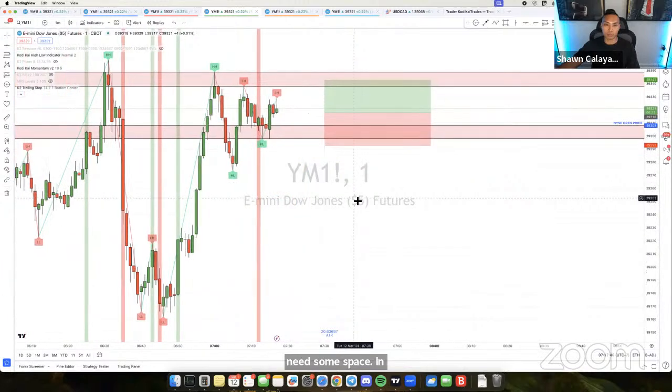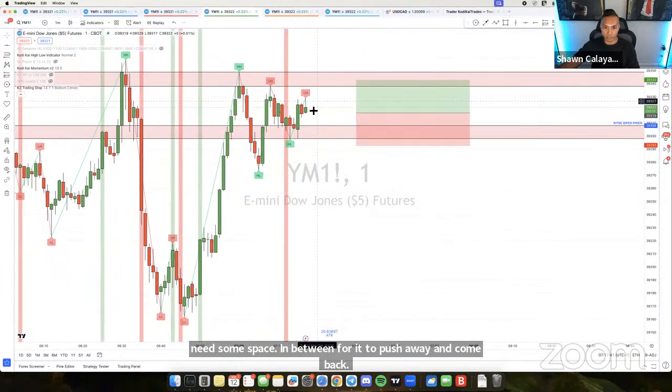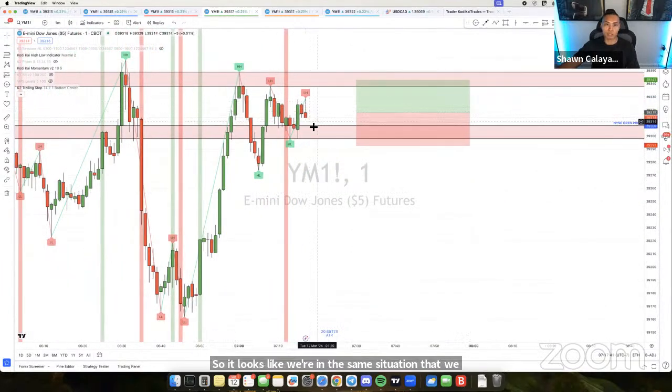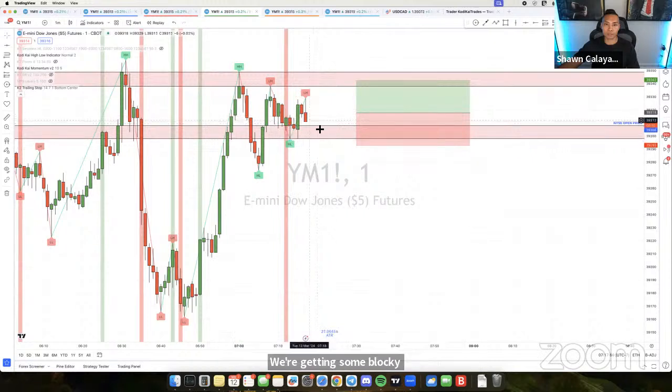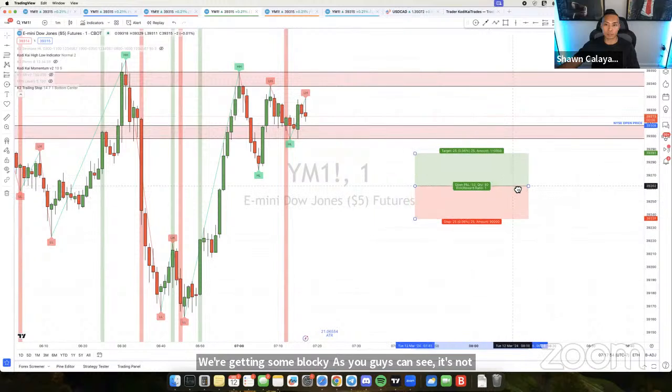So it looks like we're in the same situation that we just talked about earlier, guys. There's a lot of pending momentum here that just keeps coming and disappearing. We're getting some blocky candles over here. As you guys can see, it's not really moving smoothly at all, but it's just consolidating within this area.